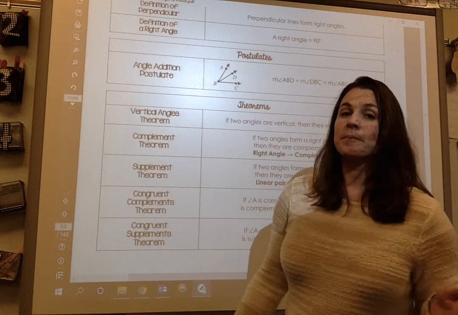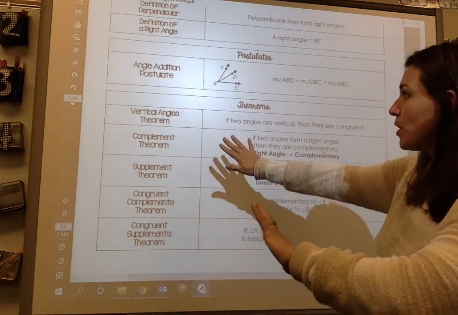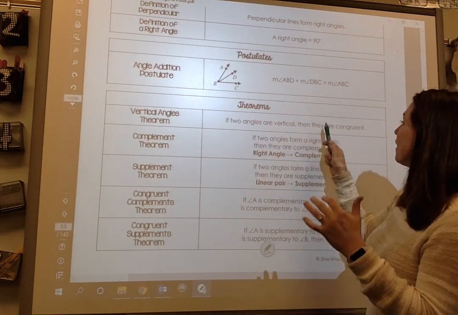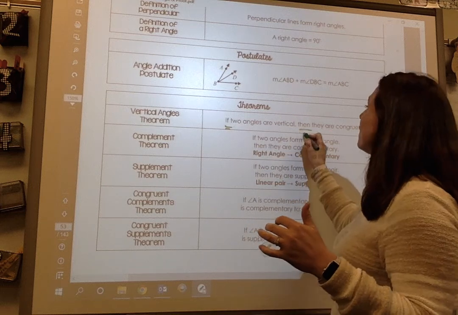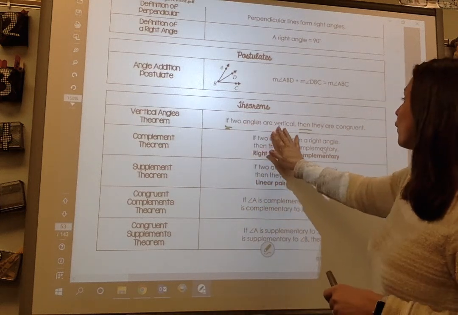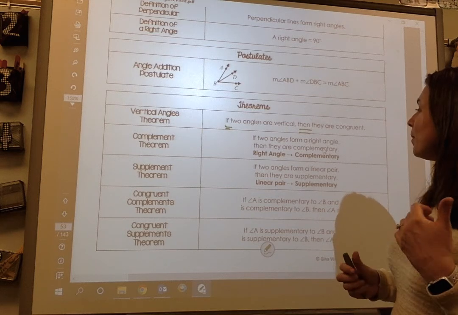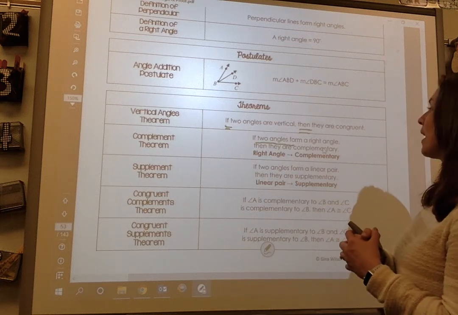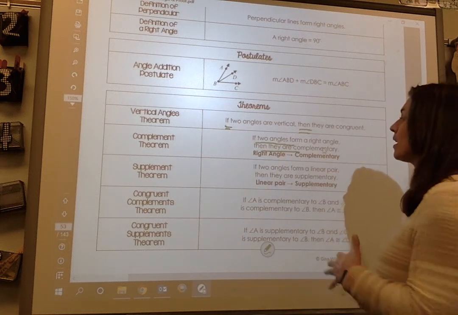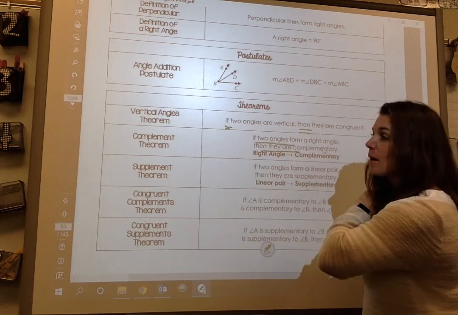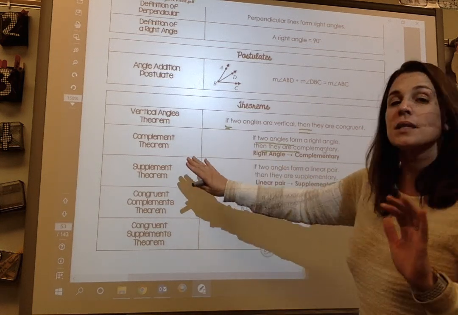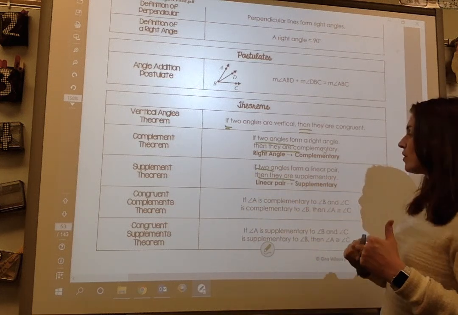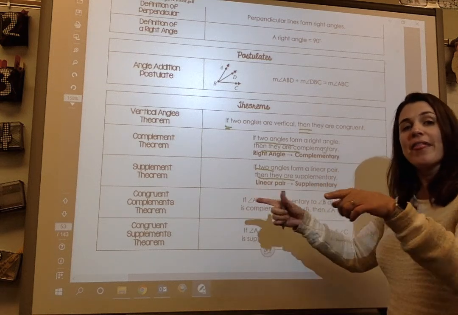Now these are the theorems. Vertical angles theorem says if two angles are vertical, then they are congruent. Notice it is an if-then statement. Complement theorem, again an if-then statement: if two angles form a right angle, then they are complementary. Supplement theorem says if two angles form a linear pair, then they are supplementary. If it is a linear pair, then it is supplementary.